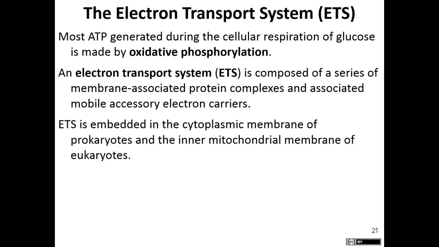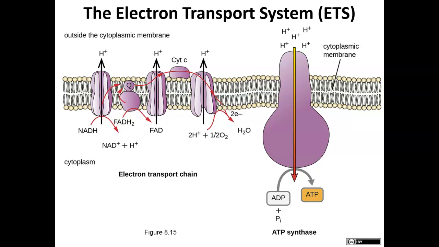The electron transport chain is embedded in the cytoplasmic membrane of prokaryotic organisms. It's embedded in the mitochondrial membrane of the eukaryotes, the inner mitochondrial membrane for eukaryotic organisms. And so let's see what that looks like. This is the electron transport chain. So you have these different ion pumps or channels where hydrogen can flow across.